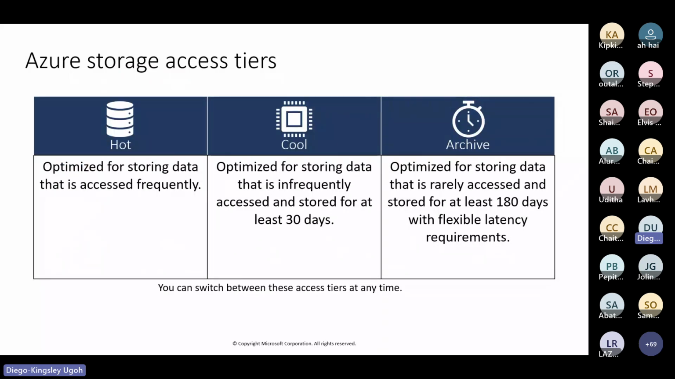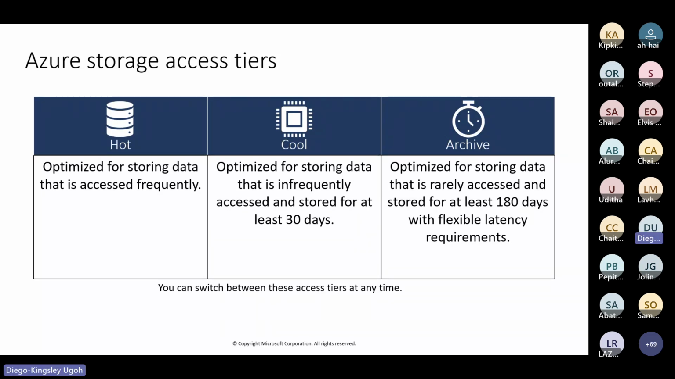Now there are several access tiers to Azure storage. There is the hot, the cool, and the archive. Now the hot tier of storage is used to store data that you access frequently. If there's some data that you access almost all the time, you can store them in the hot access tier. The cool tier is optimized for storing data that is infrequently accessed.